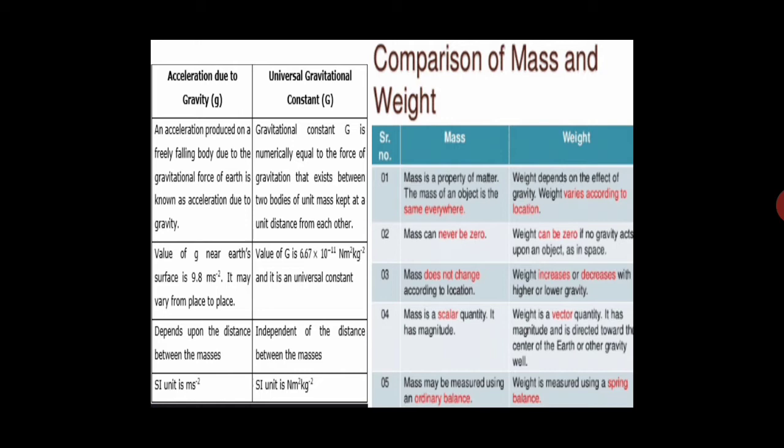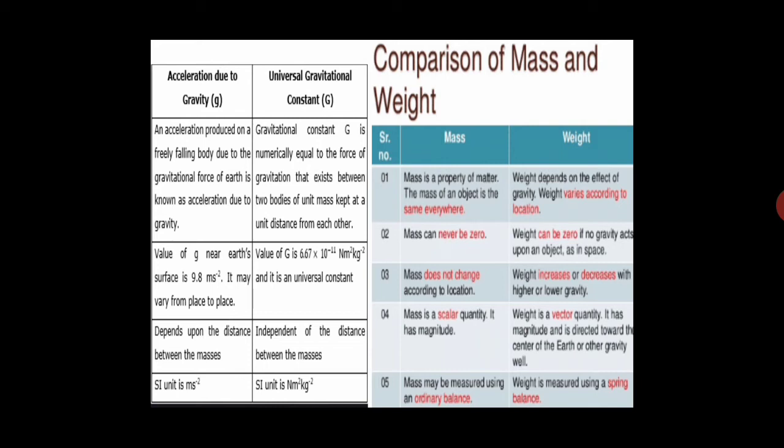So, coming to the first one, acceleration due to gravity and universal gravitational constant. The first point is that the acceleration produced on a freely falling body due to the gravitational force of earth is known as acceleration due to gravity, while the gravitational constant capital G is numerically equal to the force of gravitation that exists between two bodies of unit mass kept at a unit distance from each other. The value of g near the earth's surface is 9.8 meter per second square. It may vary from place to place.